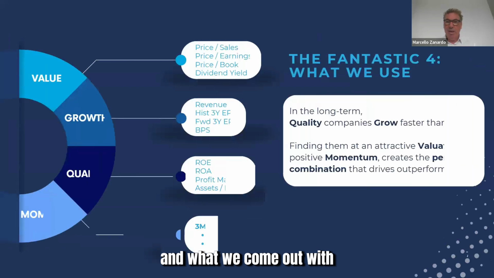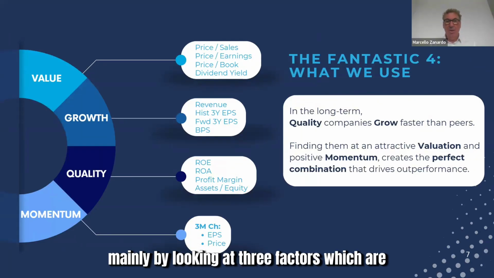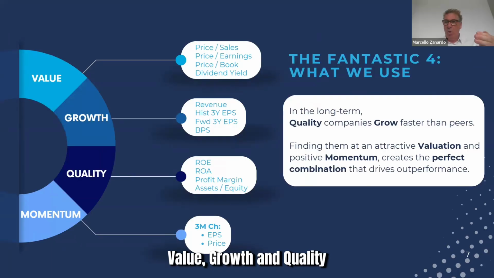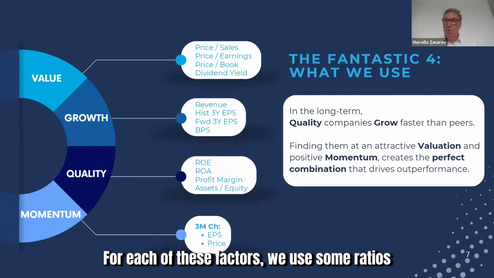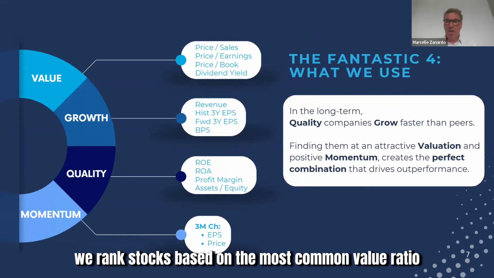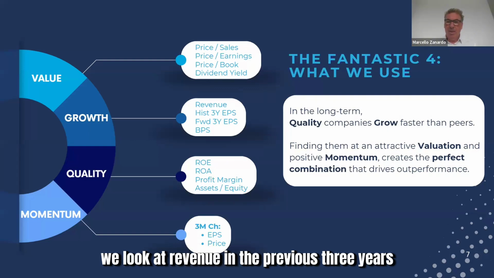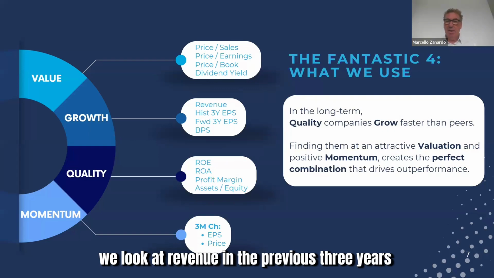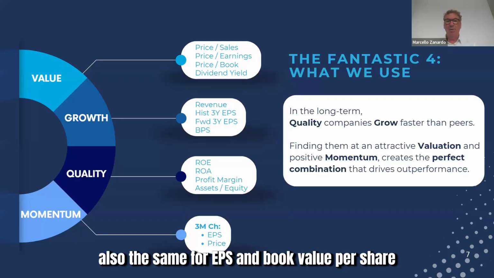And what we came out with, we decided to rank our universe of stocks mainly by looking at three factors, which are value, growth, and quality. And then we also looked at momentum. For each of these factors, we use some ratios. For value, we rank stocks based on the most common value ratios: price to sales, PE, price to book, and dividend yield. For growth, we look at revenue in the previous 3 years and the consensus for the next 3 years. Also the same for EPS and book value per share.